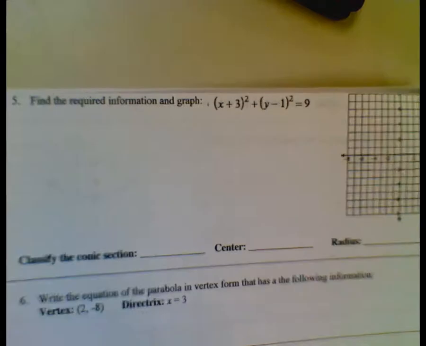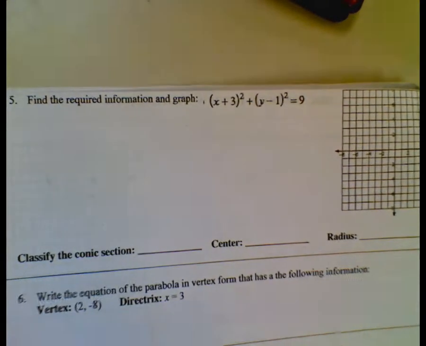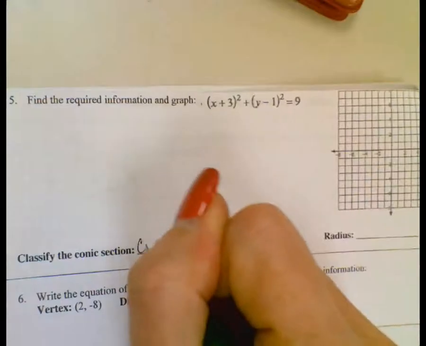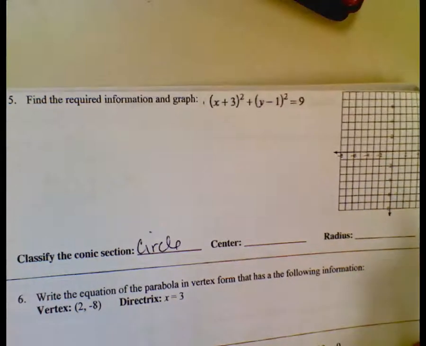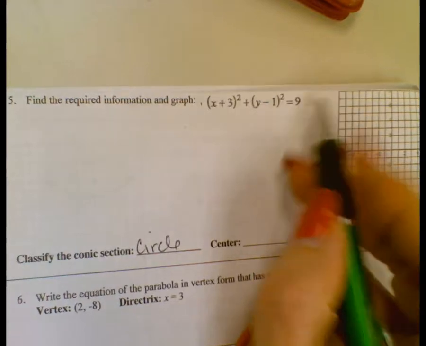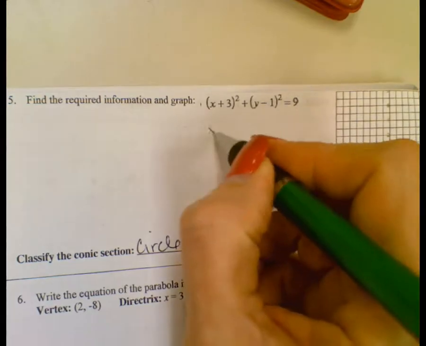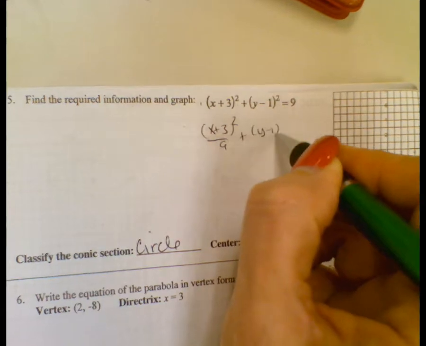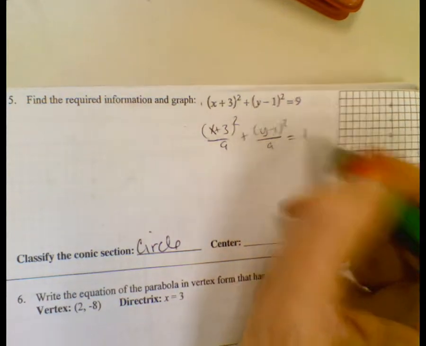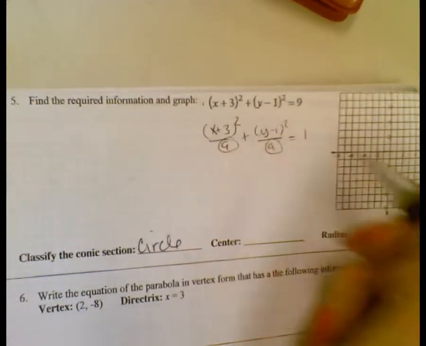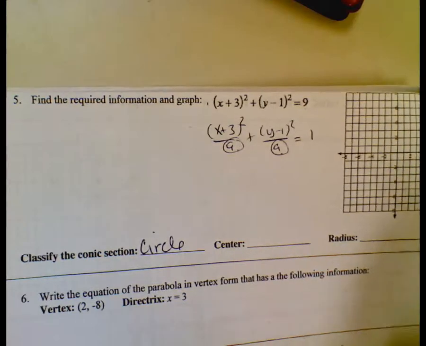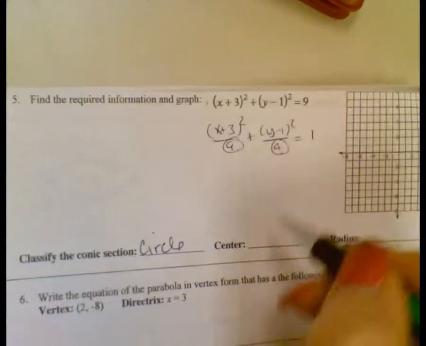Okay, this is page 2 of the conic review. So number 5. This is a circle because there's a radius. Like if you wanted to, you could divide all of these by 9. But the 3 and the 3 is going right and left, 3 is going up and down. That's a circle. Okay, center is -3, 1.